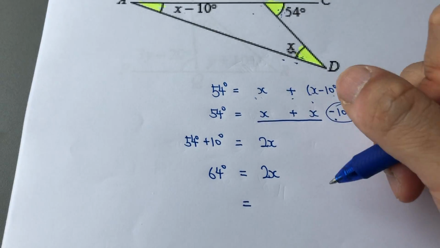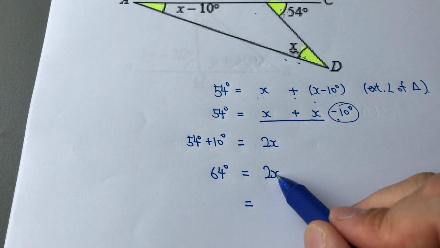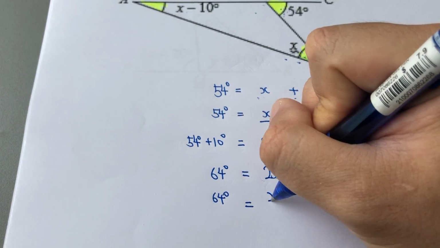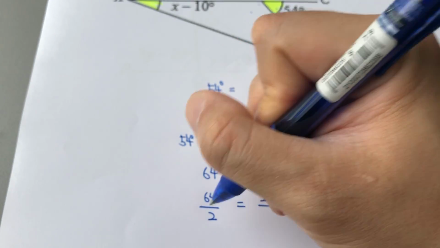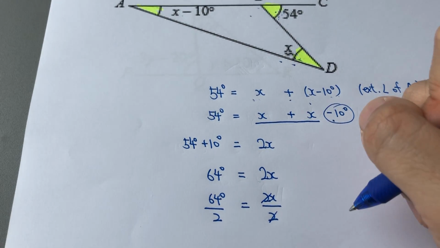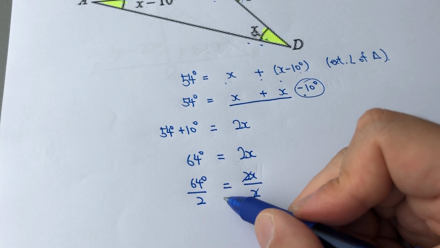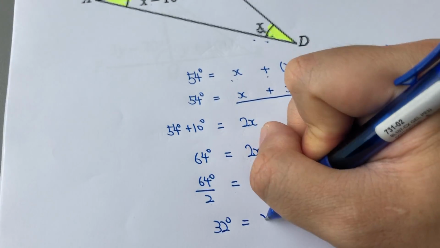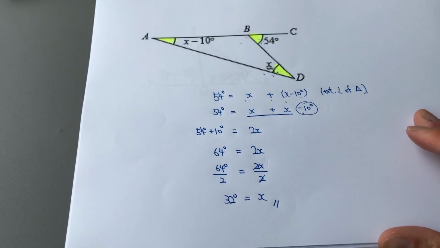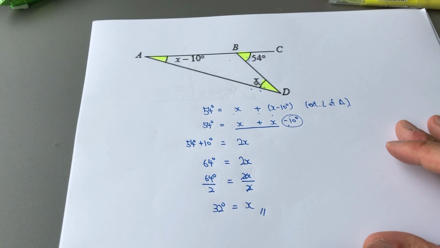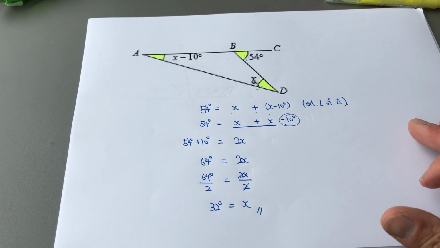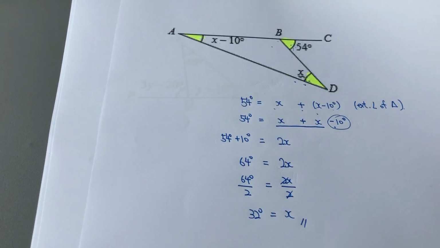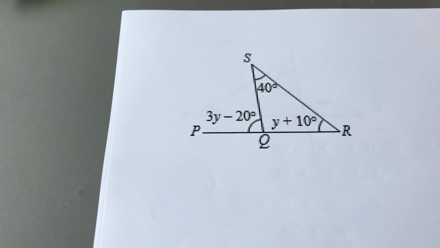So that x equals to, what should we do now? We want to know what is x. How to get rid of the 2? We should divide both sides by 2, so that we could cancel out the coefficient. And x will be equal to 64 divided by 2, which is 32 degrees. So this is how we find x. Okay? And then, next one, this one.